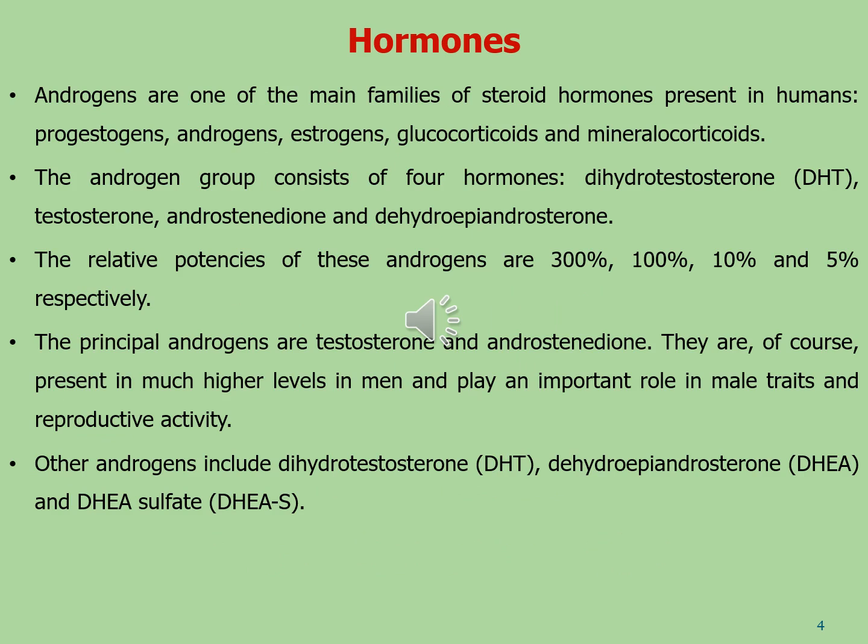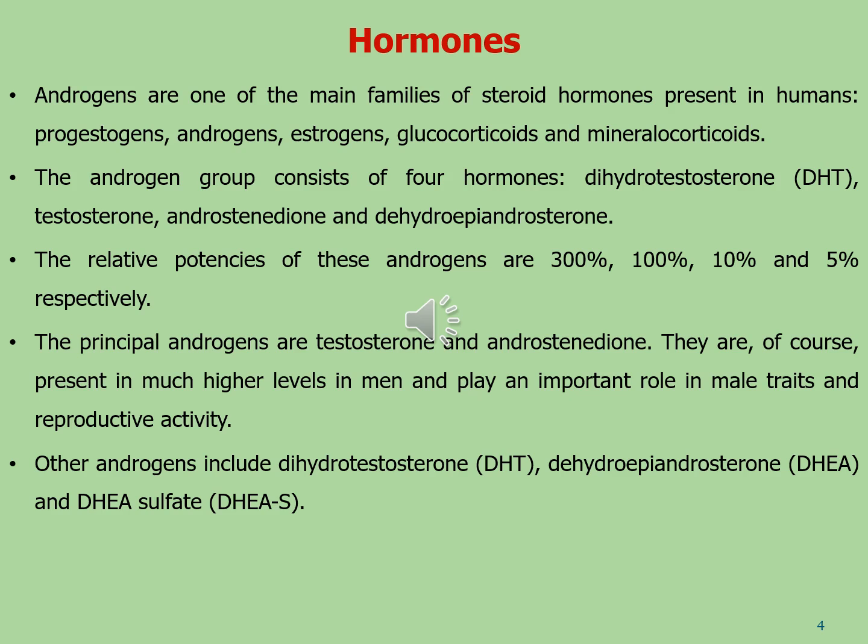Let's see what are the hormones from which dihydrotestosterone is derived. Androgens are one of the main families of steroid hormones present in humans: progesterones, androgens, estrogens, glucocorticoids, and mineralocorticoids. The androgens group consists of four hormones, that is dihydrotestosterone, testosterone, androstenedione, and dehydroepiandrosterone. The relative potencies of these androgens are 300%, 100%, 10%, and 5% respectively.